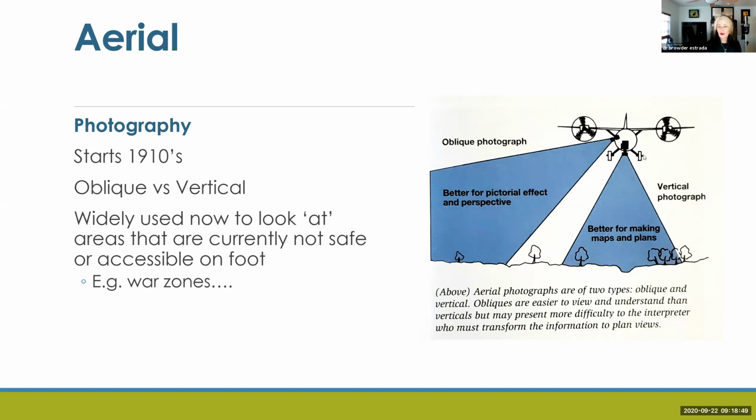So vertical photography, right, straight down. And this is really great for mapping and planning. So this one is going to be a good one to just go over and see kind of what's there, straight down.